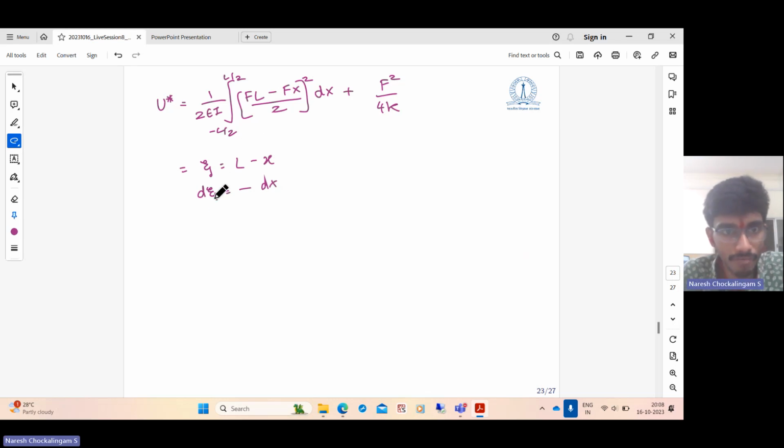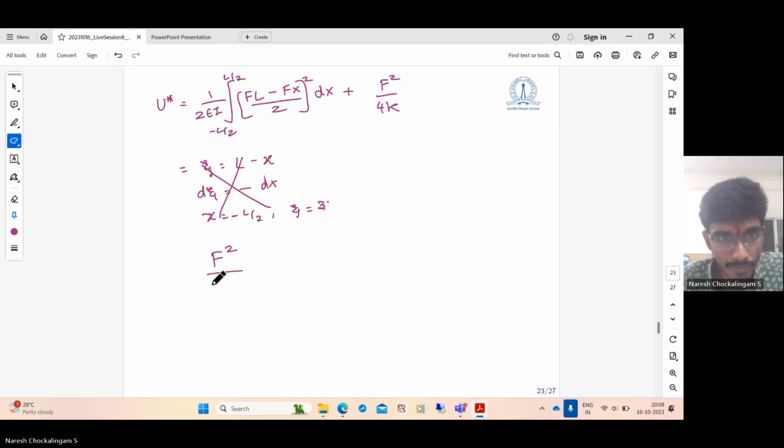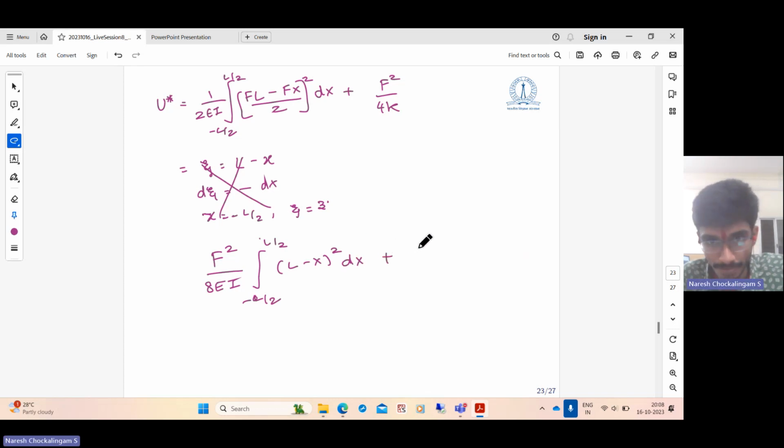And then the limits go from L by 2 to, so when x equal to minus L by 2, xi equal to, we can directly integrate this. So we get f squared by 8 EI integral from minus L by 2 to L by 2 of L minus x the whole square dx plus f squared by 4.